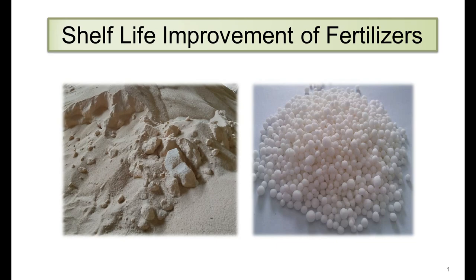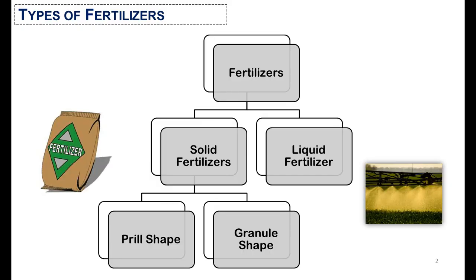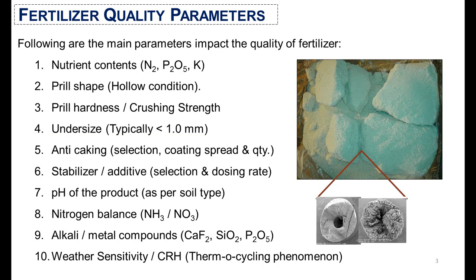In this video, you will learn about how to improve the shelf life of a fertilizer. Fertilizers are mainly of two types, solid fertilizer and liquid fertilizer. Solid fertilizers are further divided into prill-shaped fertilizers and granule-shaped fertilizers. Following are the main parameters which impact the quality of a fertilizer.